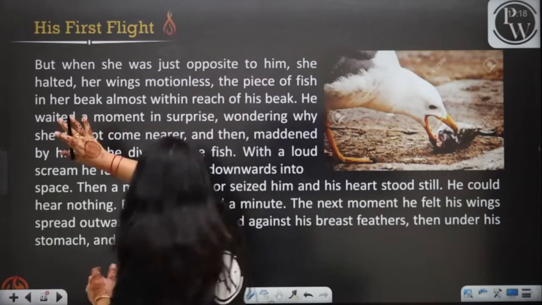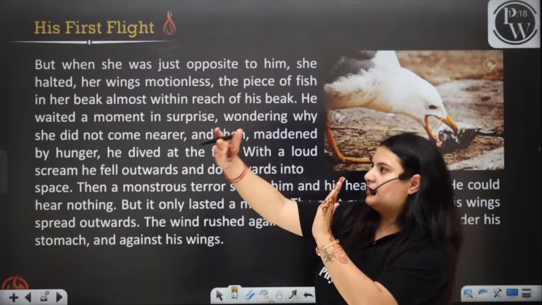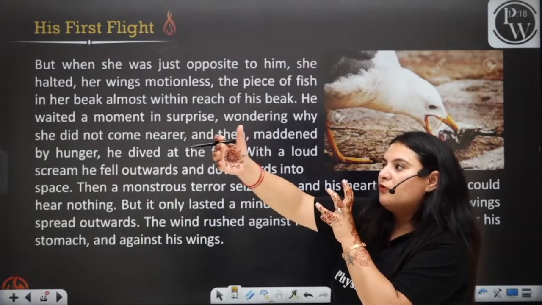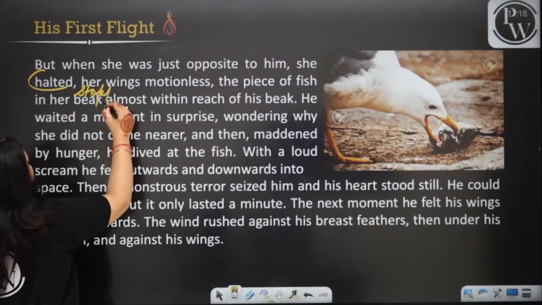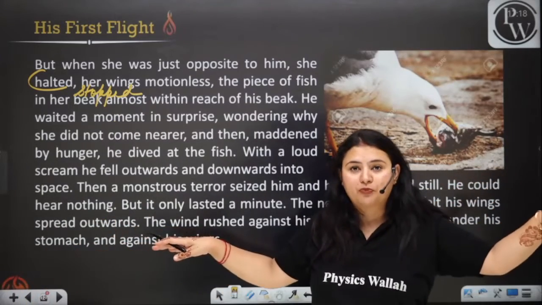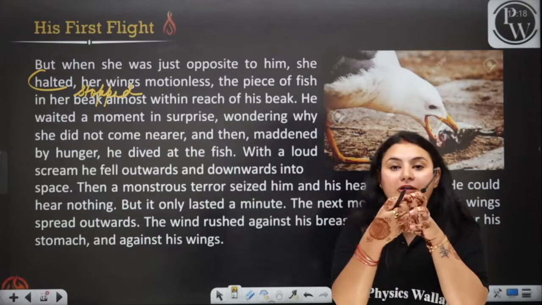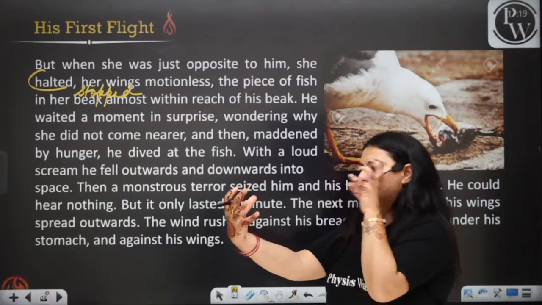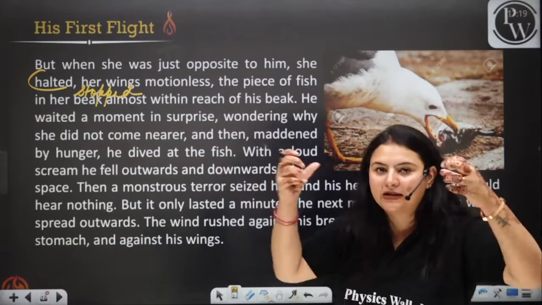Now we'll see. Now what happened? When she was just opposite to him, now what is the scene? Here is the young seagull and here is the mother, and she is coming closer to him. Okay, when she was very close to him, she halted. She halted means she stopped. She stopped and her wings were motionless. She stopped flying. She was not coming close to him. She was very close to him, but not close enough that he could take food from her beak. The food was just within his reach, but not that much in the reach. He could not just jump and take the food.